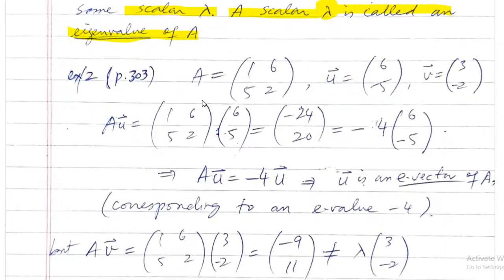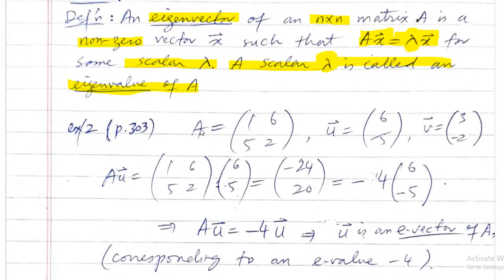For example, if we look at this matrix A, [1 6; 5 2], and two vectors are given, we don't know where these vectors come from, but let's say these vectors are given to me. We can check whether these are eigenvectors or not. So for eigenvectors, what do I need? I need to calculate the left hand side, Ax. I will multiply A with u and A with v, and I will see whether it is equal to some number times x or not.